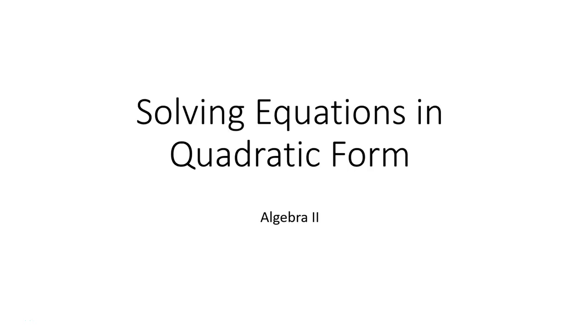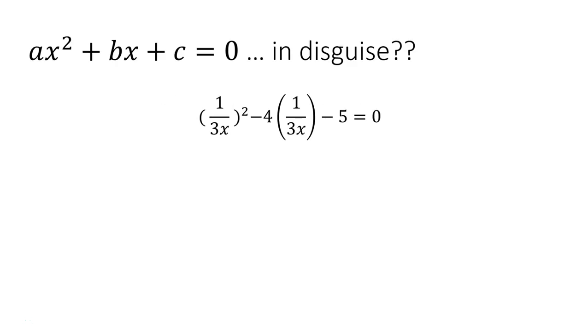Let's look at solving equations in quadratic form. At first glance, you might not think they're in quadratic form. Maybe they're in disguise. Check this out. The entire fraction 1 over 3x squared minus 4 times the entire fraction 1 over 3x minus 5 equals 0.